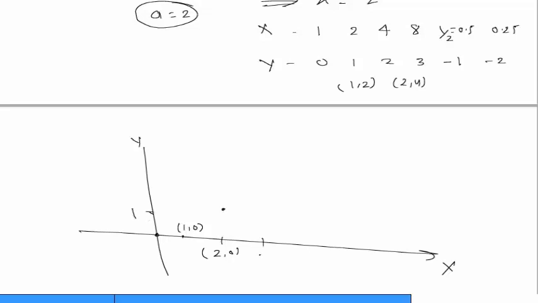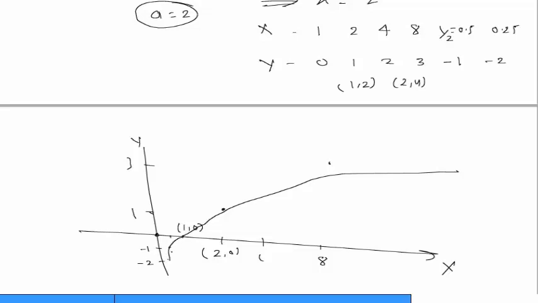Then suppose y should be 3, then we have x as 8. So once you substitute y as 3, you'll get x as 8, so you get a point here. If you just join all these points in a freehand curve, you'll get a graph like this. Now if you notice the other part, for x equal to 0.5, what is the height? Minus 1. So you'll get a point here. Then for minus 2, you're getting 0.25.